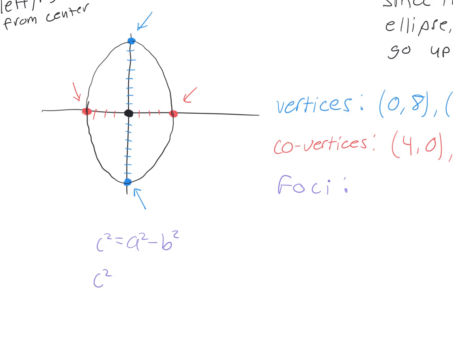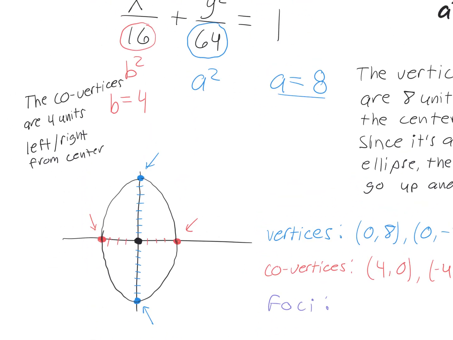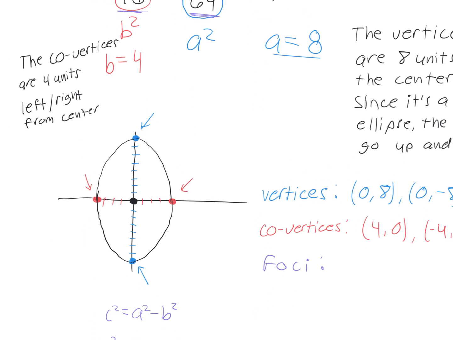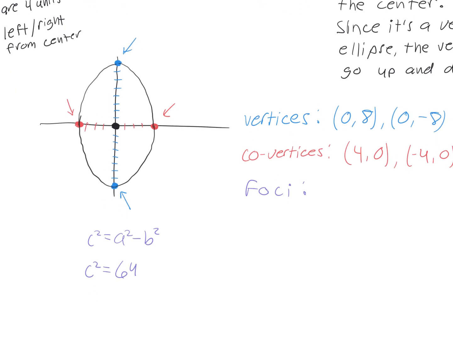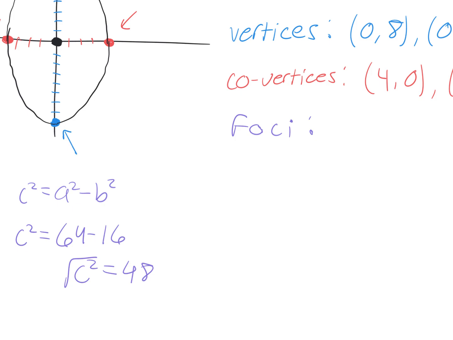All right, so c squared equals a squared, which is the one underneath the y squared, and we said that that's 64. b squared is underneath the x squared, and that's 16. So c squared is going to be 64 minus 16. And so we get c squared equals 48. We can square root both sides, and then we get c is, we can break this down into 16 and 3, and then 16 I know is 4. So then I get c is plus or minus 4 square root of 3.